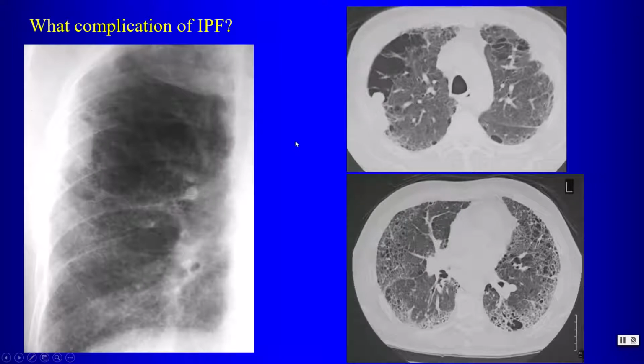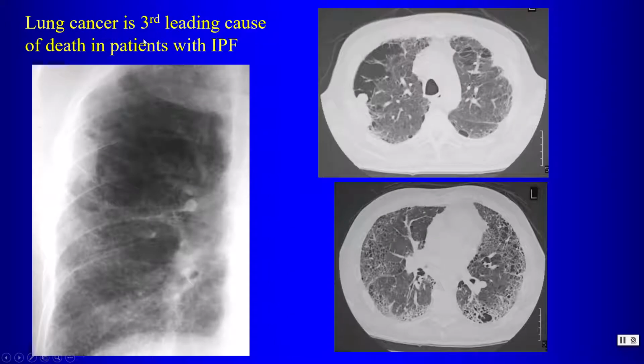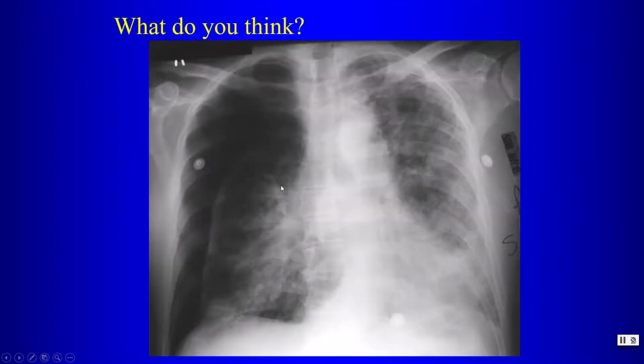So remember that lung cancer can be a complication of idiopathic pulmonary fibrosis, and this is the third leading cause of death in patients with idiopathic pulmonary fibrosis. So when we're dealing with widespread fibrosis on a CT scan, have an index of suspicion for lung cancer and make sure that we look for it.